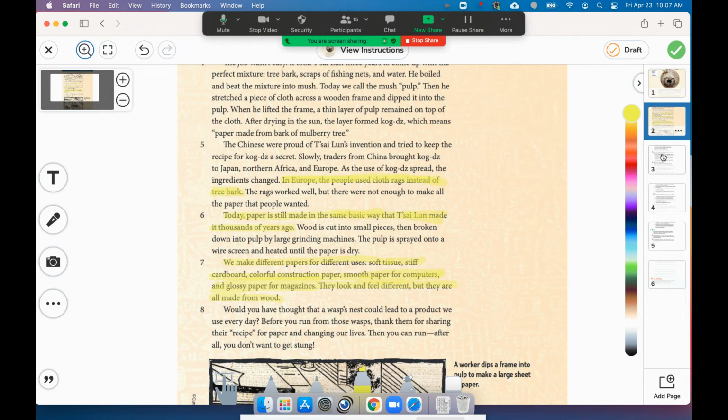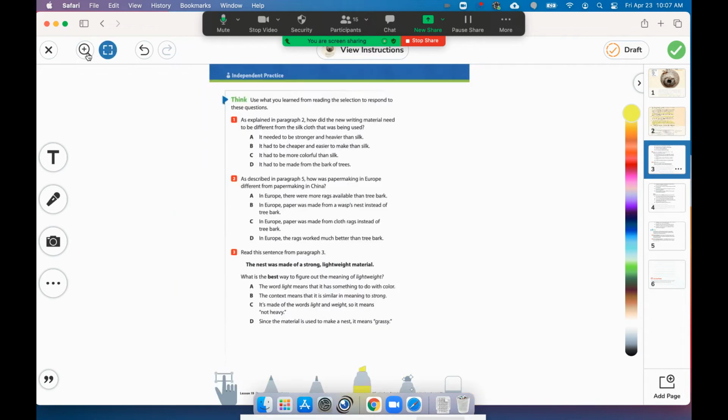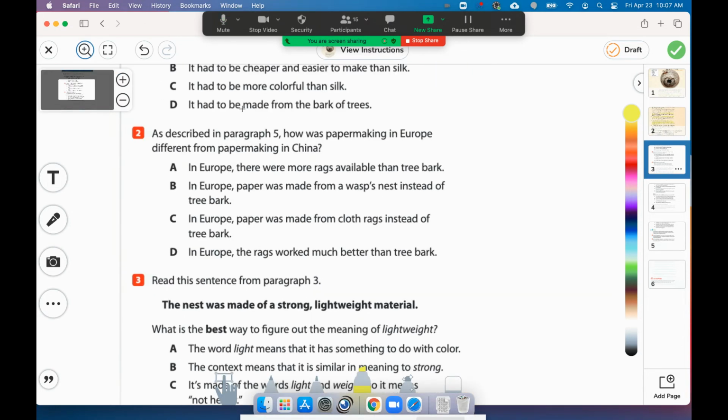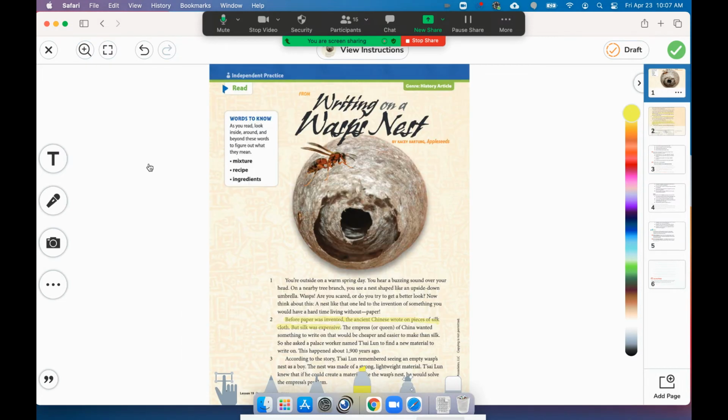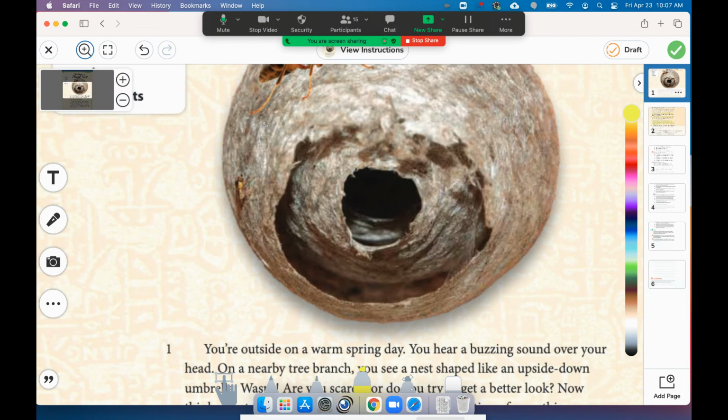Now we're going to go to page 3 and look at some of our questions. Question 1. As explained in paragraph 2, how did the new writing material need to be different from the silk cloth that was being used? So I'm going to go back to paragraph 2 and I'm going to think, how did it need to be different?